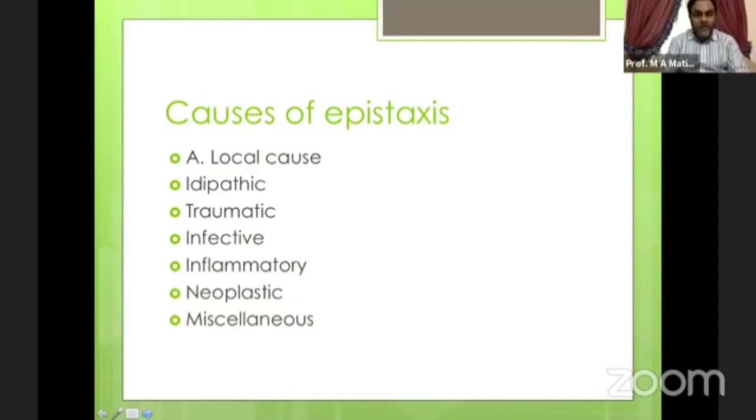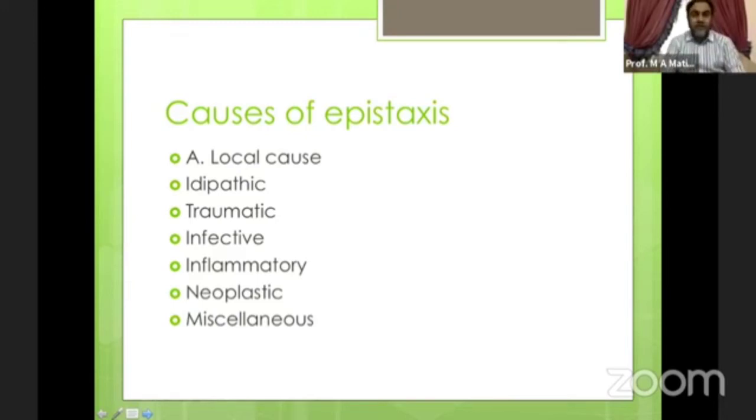Now, next question is the cause of epistaxis. This question is asked in the exam, in the short essay question paper as well as in the oral exam. Now, we divide causes of epistaxis into two groups: one is local cause, another is general cause. Local cause means the cause in the nose, and general cause means due to the general condition of the patient.